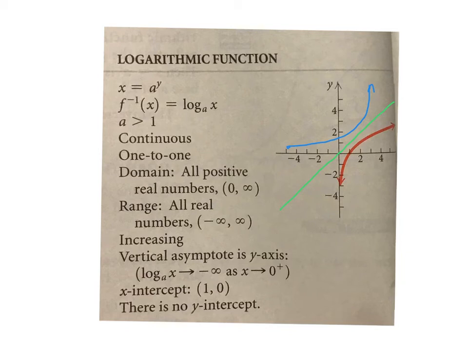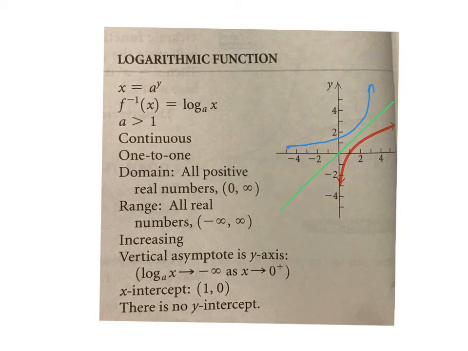First of all, remember, logs are inverses of exponents. That graph right there just proves it. And what that means is all your x's that were in your domain for the exponential are now in your range, and your range becomes your domain. Everything just switched back and forth. When we did the exponential, the x-axis was the asymptote. Now the y-axis is the asymptote. Everything is completely switched.